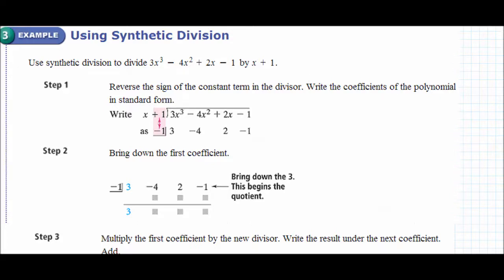What we're saying is we're going to write it up like we normally would, just like you normally would in standard form. Then we're going to flip the constant term, making it negative 1. And then we're going to drop down the coefficient in front of each term.